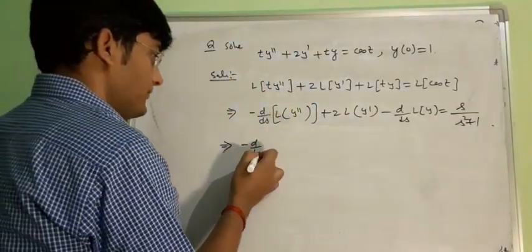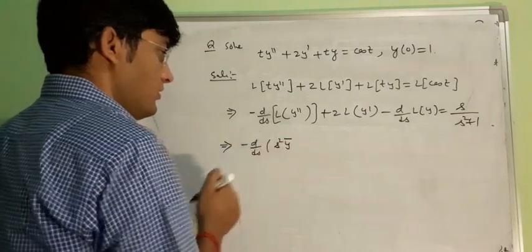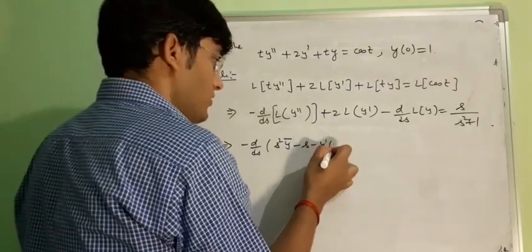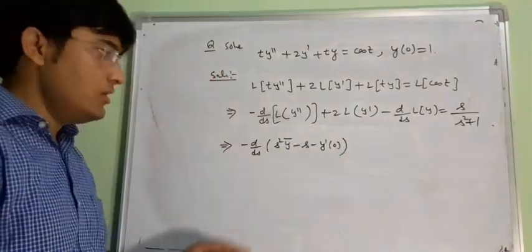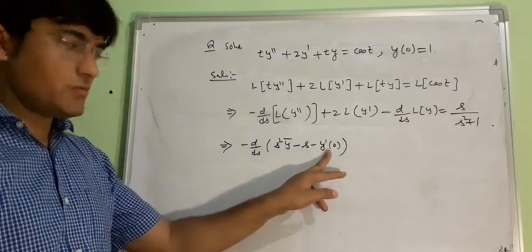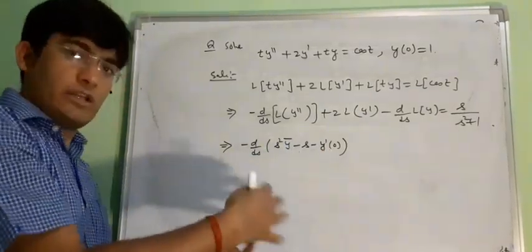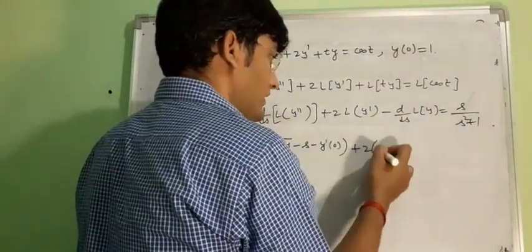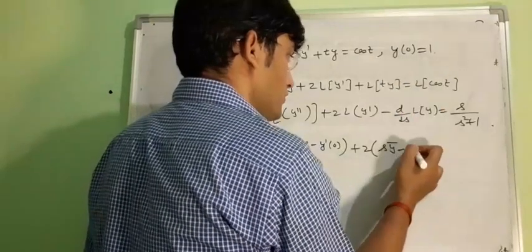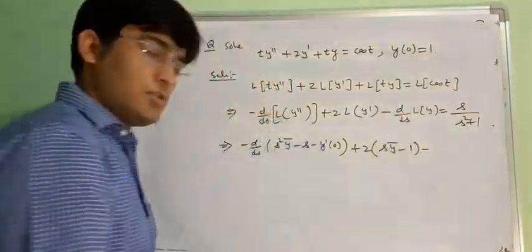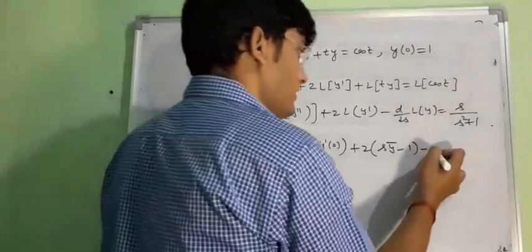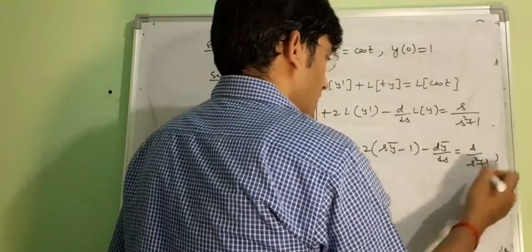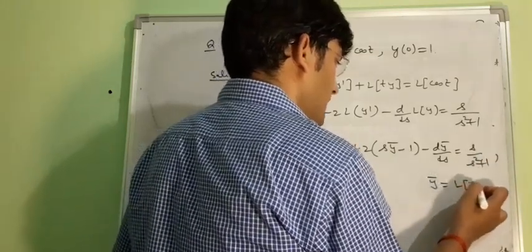So this is your s square y bar minus s y0, y0 is 1, minus y dash 0. Now y dash 0 will be constant, so its derivative will be 0. So this term will not create any problem because its derivative will be 0. 2 Laplace of y dash will be s y bar minus y0, which is your 1. Say Laplace of y as y bar, then this will be your dy bar upon ds equal to s upon s square plus 1, where y bar is the Laplace of y(t).